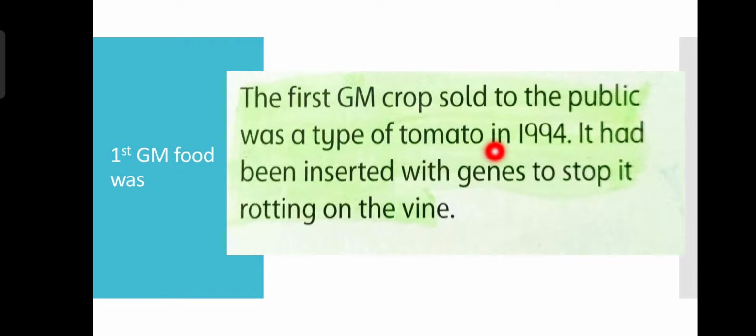The first GM food or GM crop sold to the public was a type of tomato in 1994. You have to underline the date, 1994. It had been inserted with genes to stop it rotting on the vine. Okay? So the first GM crop was tomato and it was sold in 1994. And what was the purpose? To prevent the rotting of this tomato on the vine.